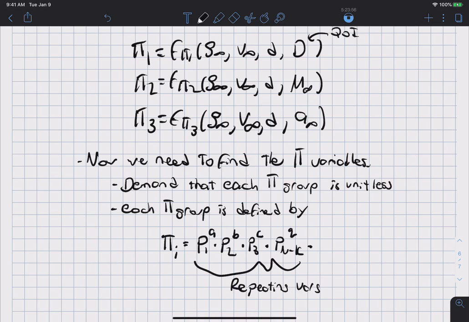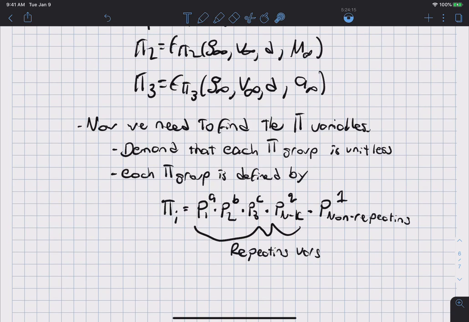Times the non-repeating variable, so P non-repeating, raised to the first power. Okay, and so the name of the game then is to determine this function and to determine the powers A, B, C all the way to Q, or actually wherever we need to stop. To determine those such that P1 raised to the A power times P2 raised to the B power times P3 raised to the C power times all of the other repeating variables raised to their power times the non-repeating variable in that particular pi group raised to the first power is unitless. And so this must be unitless.